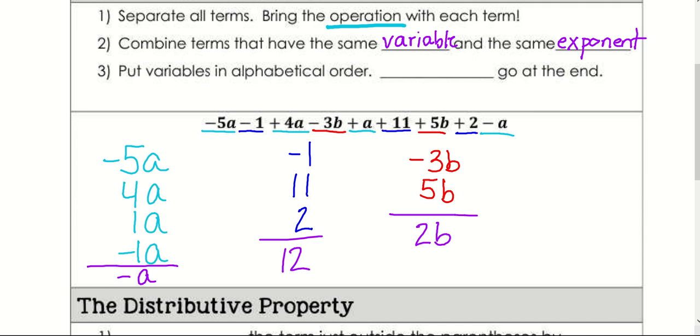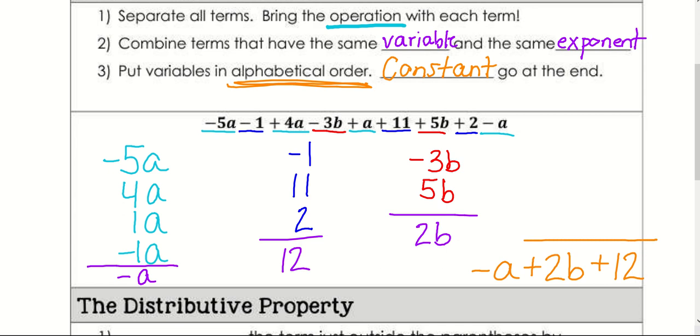And last but not least, we put them all together in alphabetical order. So I am on step 3. And our constants always go at the end. So starting with the a, because of alphabetical order, I have negative a, plus because it's positive, 2b, plus because it's positive, 12. Constant last. And that's what we get, negative a plus 2b plus 12.